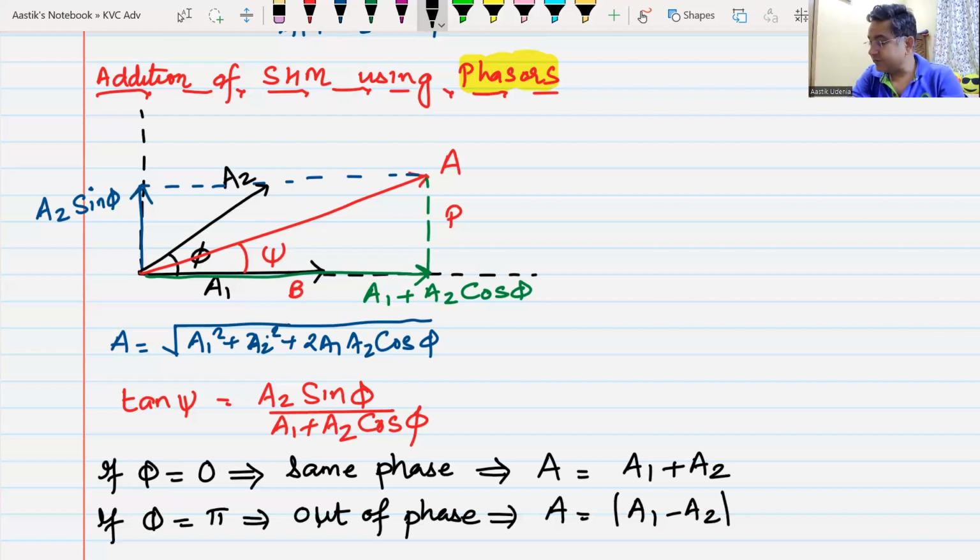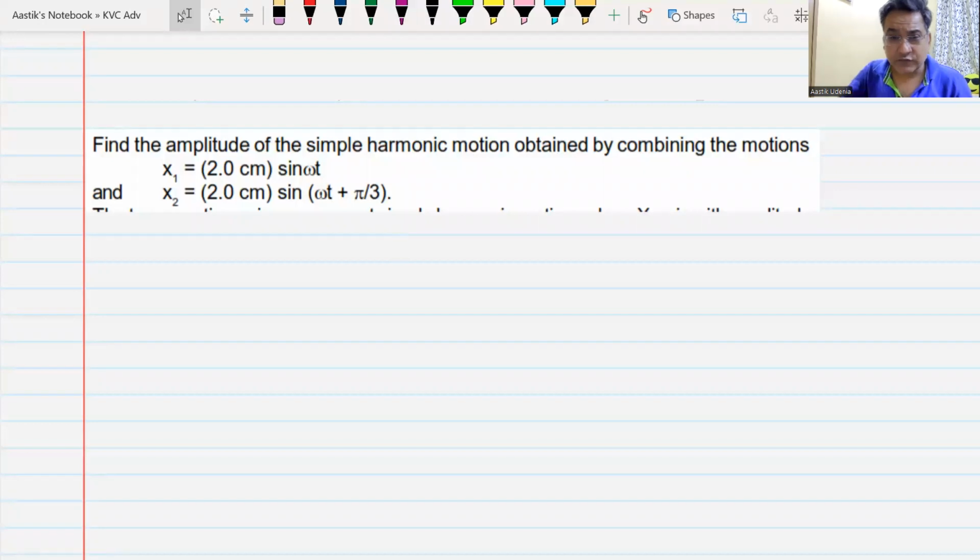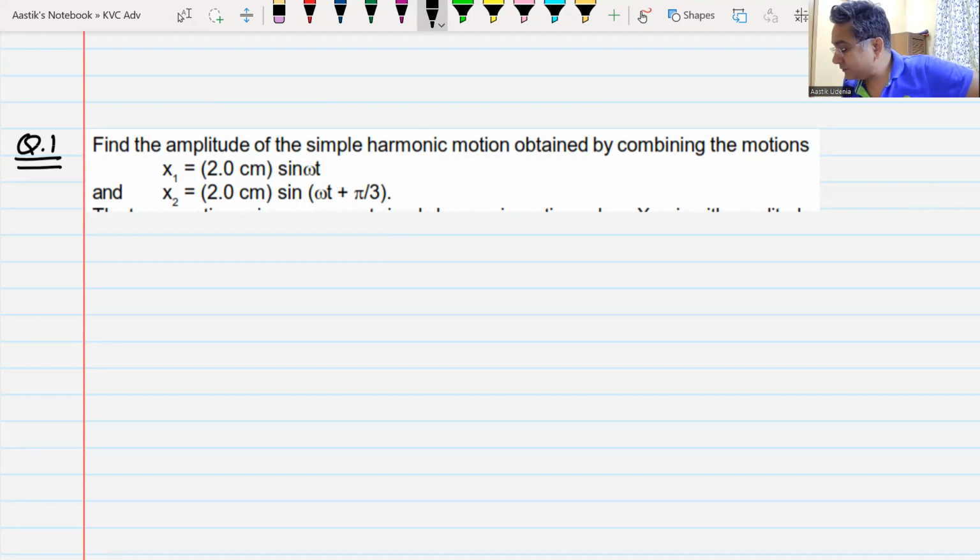Then I have this question for you. Take your time, solve the question and get the answer peacefully. Remember, don't take it as a question of simple harmonic motion. This can be a question of waves, same question, or a question of wave optics, same question. Find the amplitude of SHM obtained by combining the two motions. I'll give you 2 minutes to give me the answer.